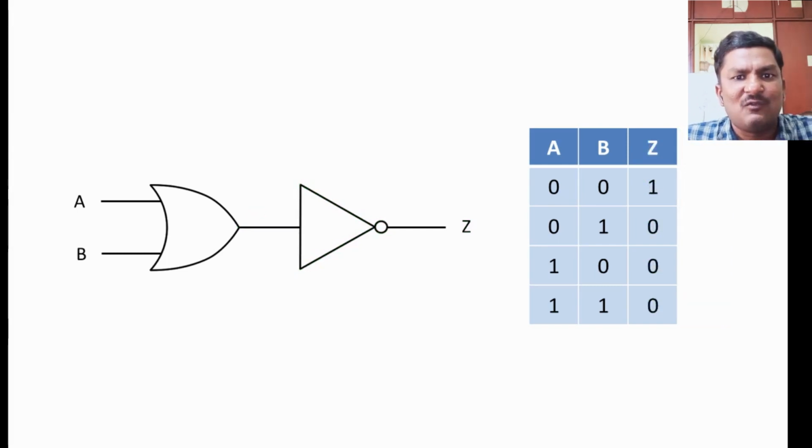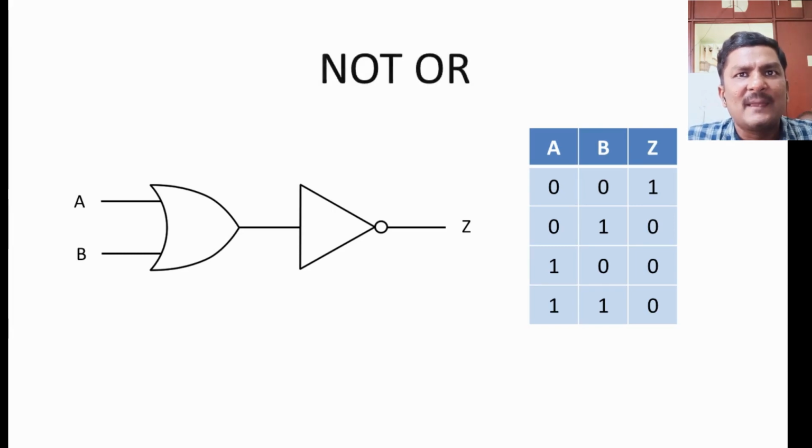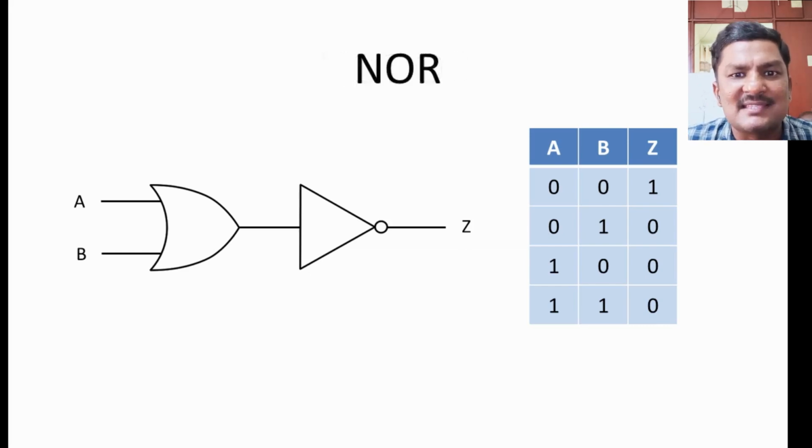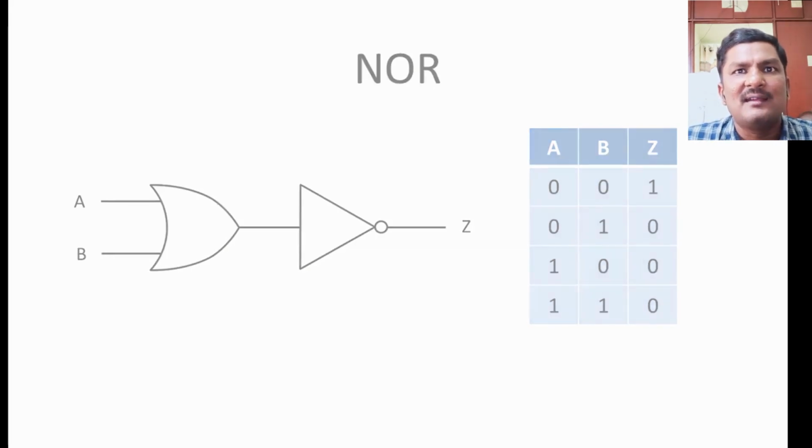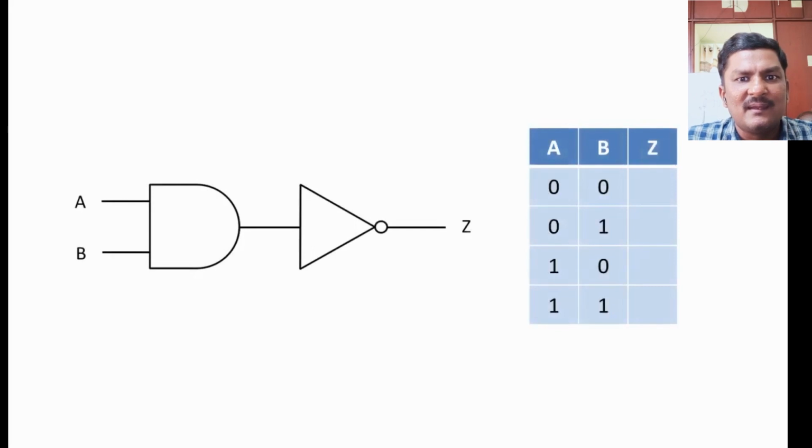This is first example. So NOT and OR, NOT OR. So this is called as NOR gate. Truth table of NOR gate. NOT OR combines NOR. In the second example, I consider AND gate and NOT gate.